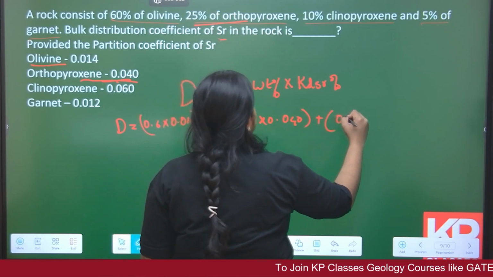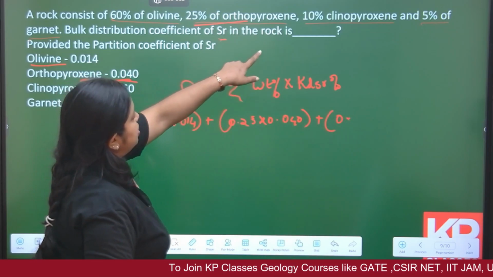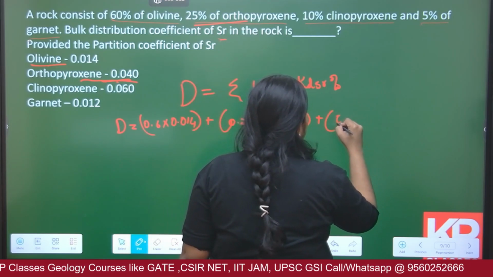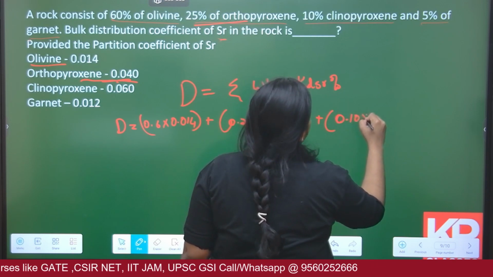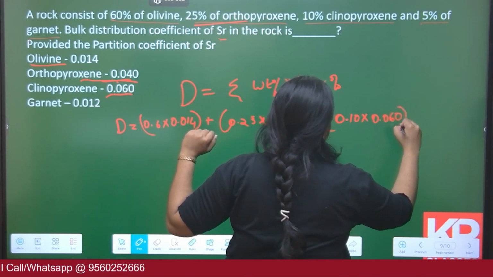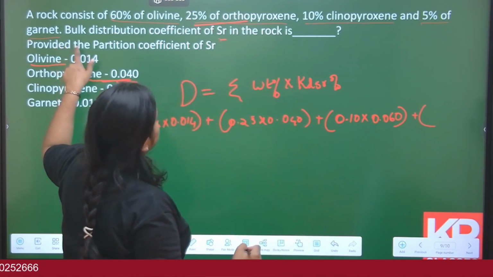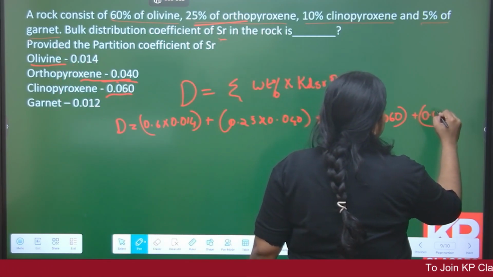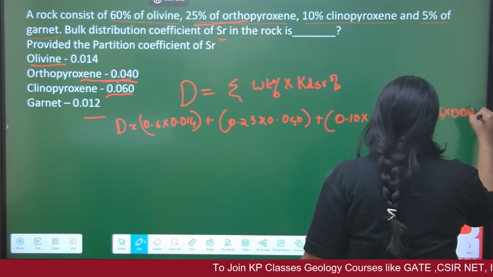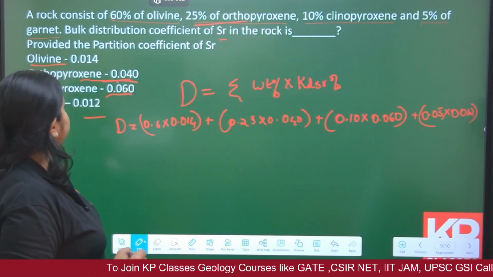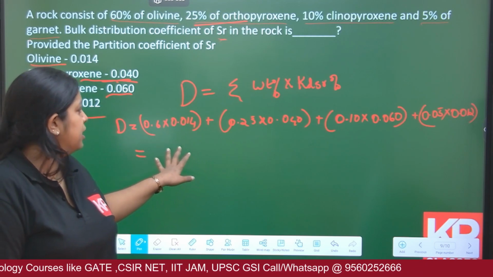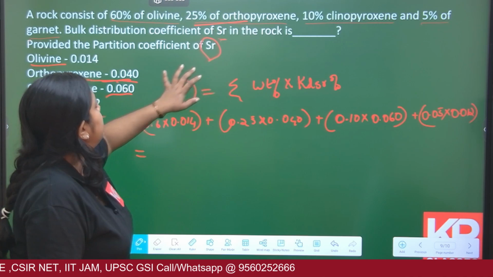plus the percentage of clinopyroxene is 10, so 0.10 into, what is the Kd value of clinopyroxene? It is 0.060, plus garnet weight percentage is 5%, that means 0.05 into 0.012. That is the Kd value of strontium in garnet. So if you solve this out, you will get the bulk distribution coefficient of strontium in the rock.